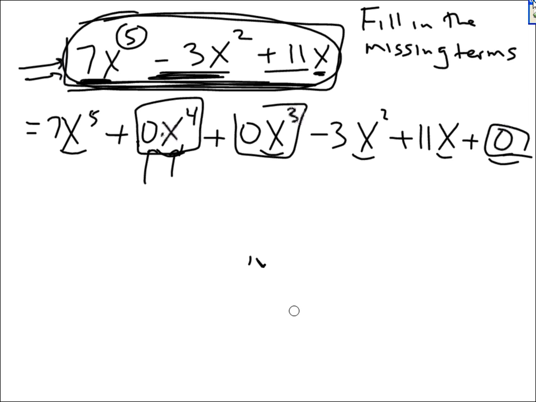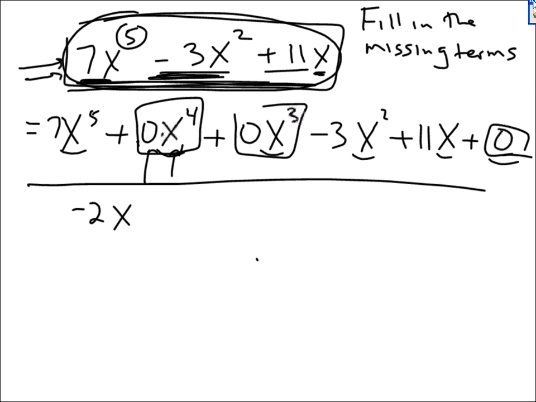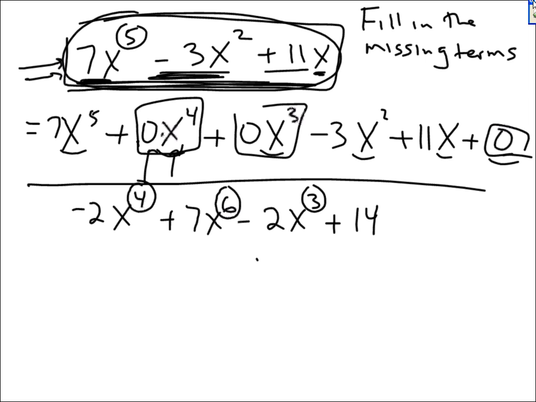Let's do one more. The initial polynomial that you're given will not necessarily be in descending order. Okay, so you have negative 2x to the fourth plus 7x to the sixth minus 2x cubed plus 14. So the degree of this is 6, because between all the exponents that I see and even the ones that I don't see, the largest one is 6.